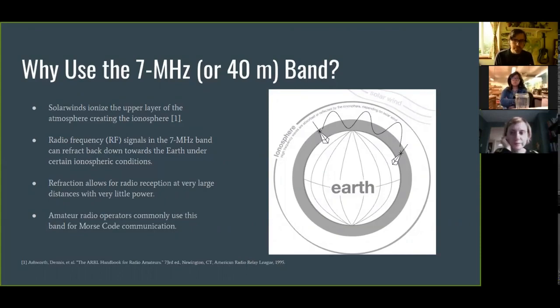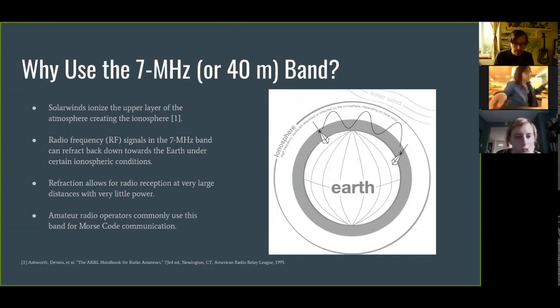Basically, there's this weird phenomenon where solar winds come in off the sun and ionize the upper layer of air in the atmosphere. Basically it creates a layer of charged particles. And radio frequencies at 7 megahertz can actually travel off the surface of the Earth, reflect off that layer of charged particles, and come back towards the Earth, allowing for radio reception over very large distances and with little power.